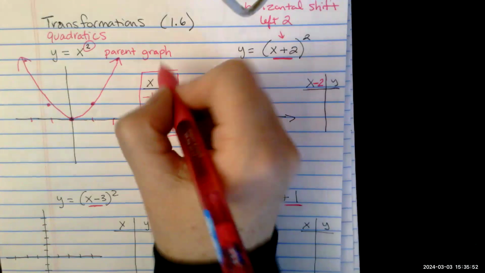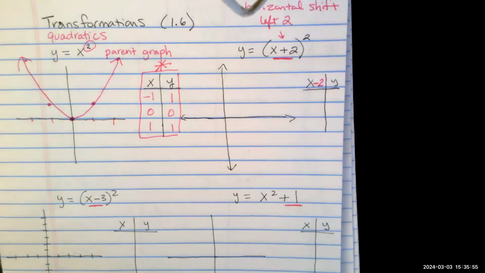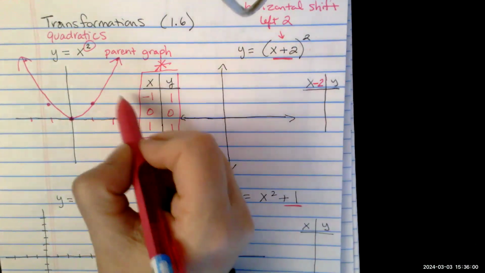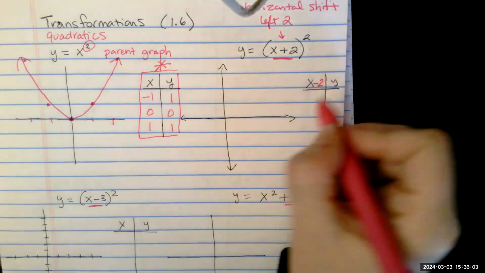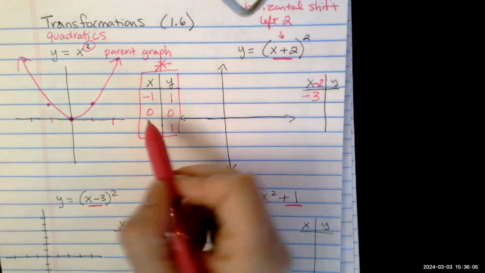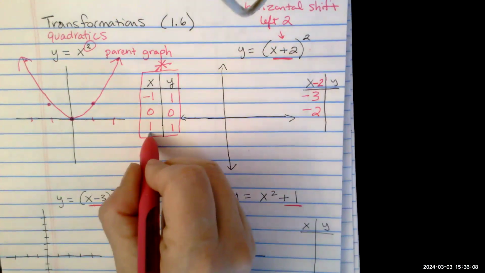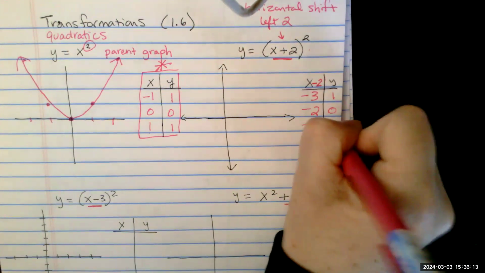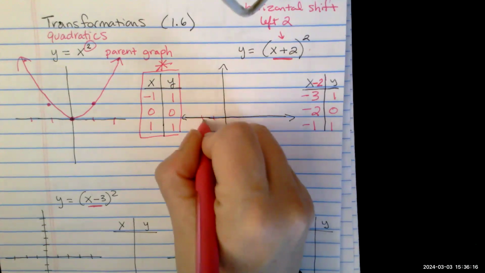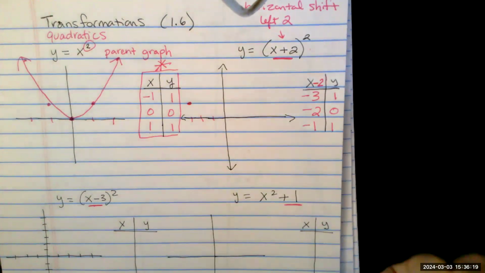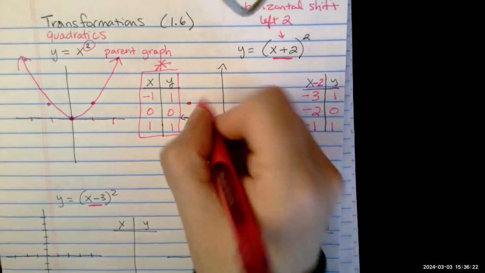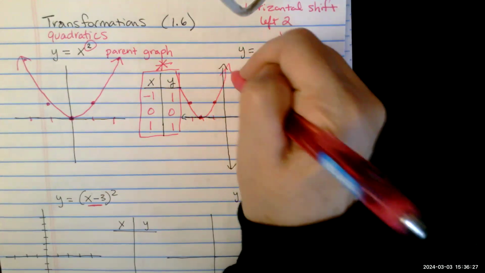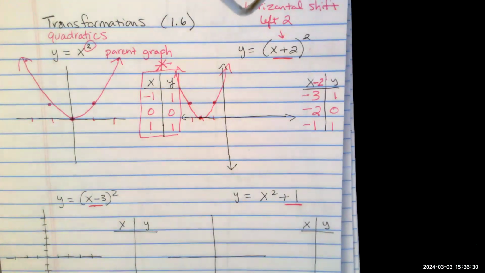So we go back to our parent graph points and we do these changes to them. I'm going to take this -1 and I'm going to subtract 2. I'm going to take this 0 and I'm going to subtract 2. 1 minus 2. And then for the y's, they should all stay the same. So -3, 1 is my first point, -2, 0, and -1, 1. And it should look the exact same as our other graph, just shifted 2 to the left.